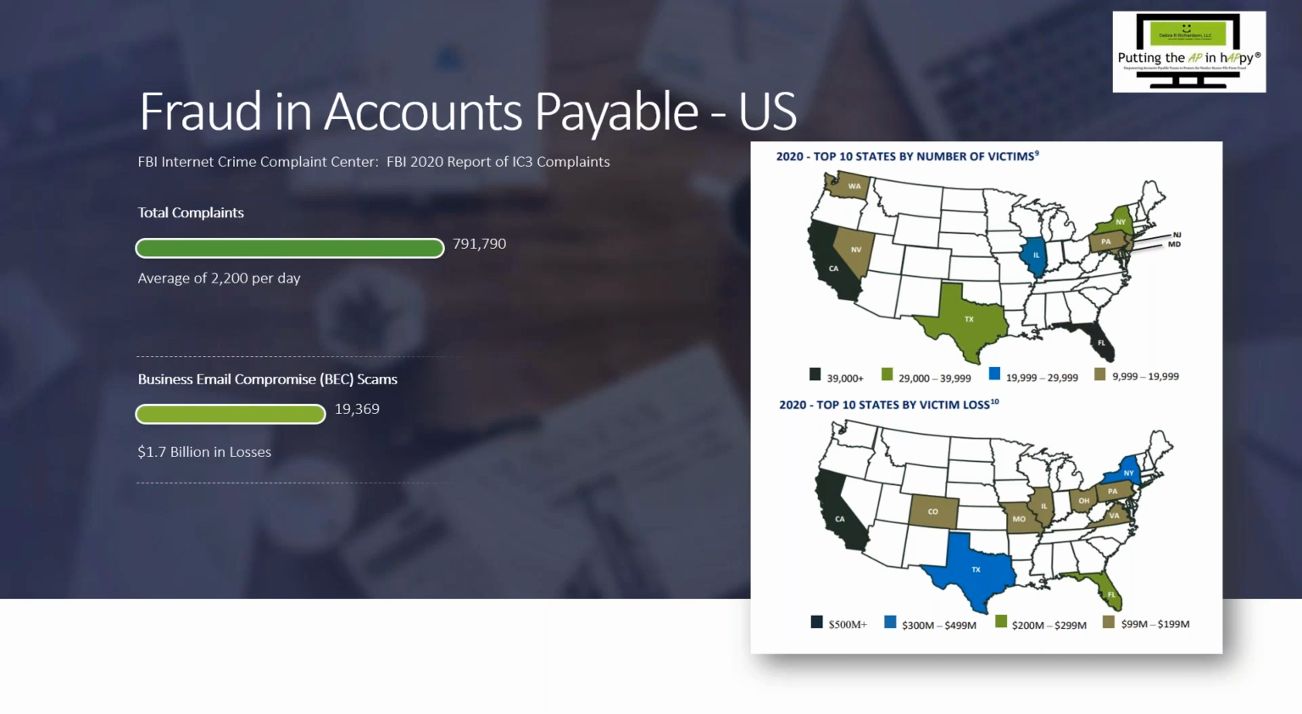However, the cumulative amount increased from $1.7 billion in losses in 2019 to $1.8 billion in losses in 2020, giving an average loss of $92,000 per incident for 2020, which is up from just over $71,000 per incident in 2019.